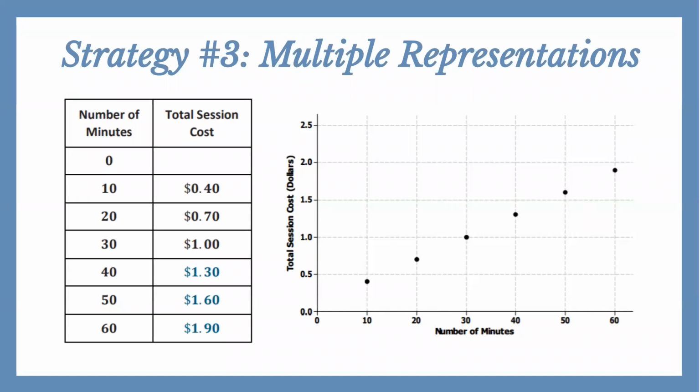A final strategy I'll touch on is the use of multiple representations. And what that means is using different ways to represent the same problem or situation. For example, we could use both a table and a graph to illustrate the idea of linear relationships. By analyzing each of the representations and looking for similarities, students gain a deeper understanding of what it means for a situation to be linear. And remember, this is one of the most important aspects of building a strong foundation of conceptual understanding.